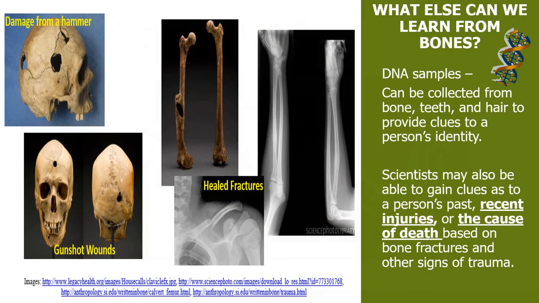Okay, so going forward here, they can actually see where a bone has been mended, where they've got a healed fracture that was not set, a gunshot wound through the front of the head and how it exits, and damage by a hammer. If they have bone marrow that has not dried up, they're able to get DNA samples from the bone, teeth, and hair. They just need to have moist samples that have not dried up.